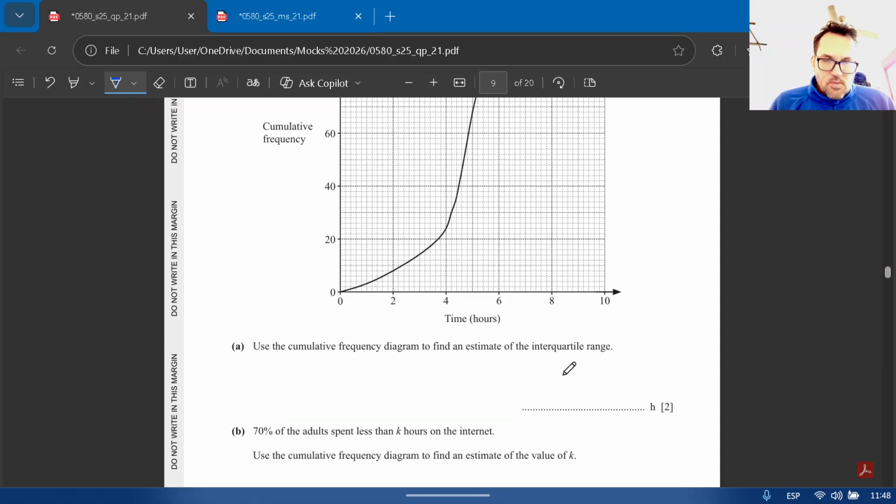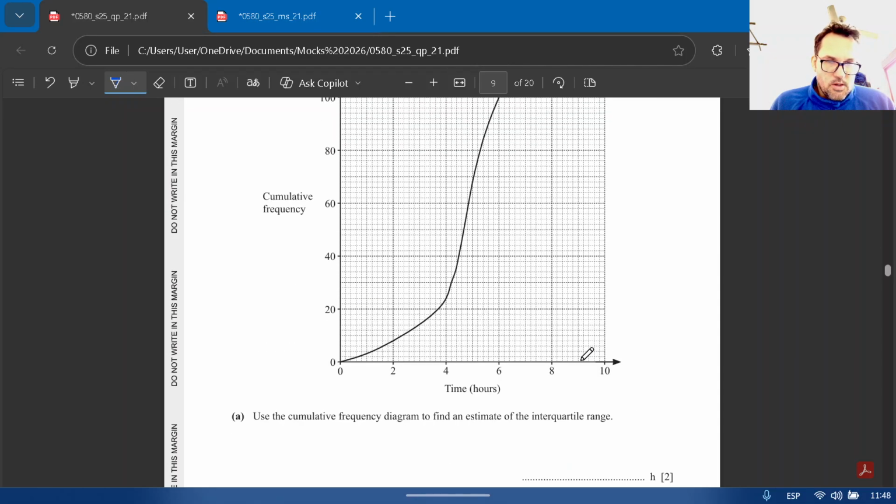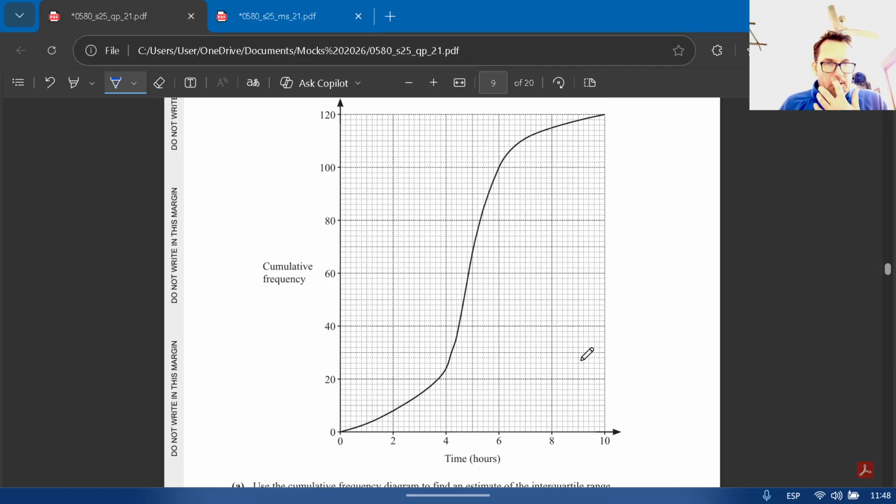Okay, so we need to find the interquartile range. To do that, we need to find first the median. Use your ruler. The median is the middle person here, which will be around about the 60th person. We have to be accurate here, then go down, use a ruler, right about there.